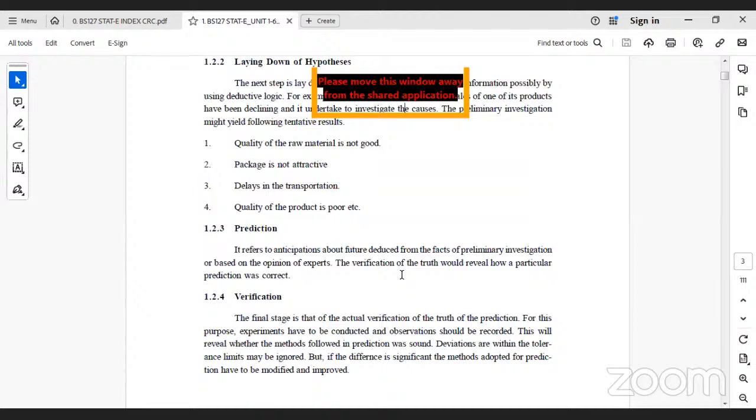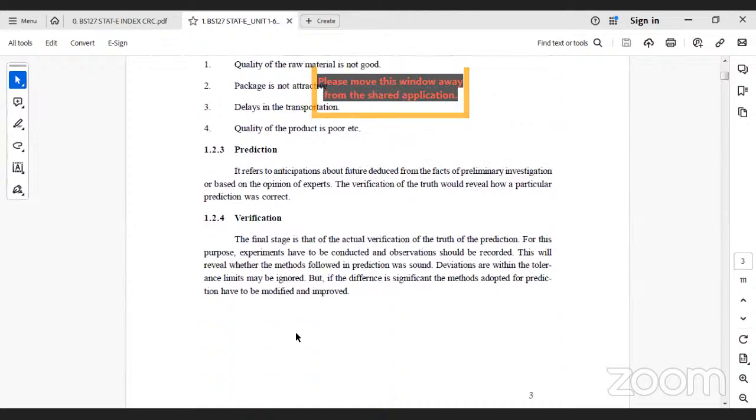It refers to the anticipation about the future deduced from the facts, preliminary investigation, or based on the opinion of experts. The verification of truth would reveal whether a particular prediction was correct. Verification is the final stage, the actual verification of the truth of the prediction.